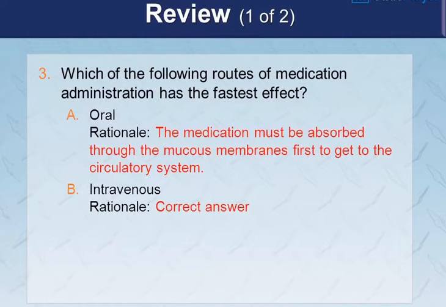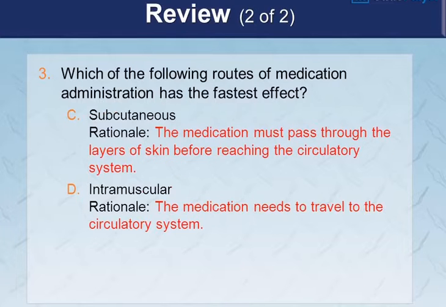Review. 1 of 2. Which of the following routes of medication administration has the fastest effect? Oral. Rationale. The medication must be absorbed through the mucous membranes first to get to the circulatory system. Intravenous. Rationale. Correct answer. Review. 2 of 2. Which of the following routes of medication administration has the fastest effect? Subcutaneous. Rationale. The medication must pass through the layers of skin before reaching the circulatory system. Intramuscular. Rationale. The medication needs to travel to the circulatory system.